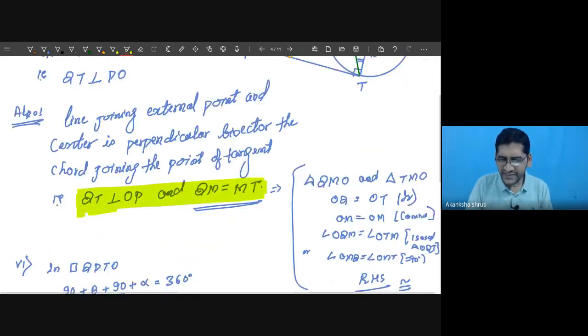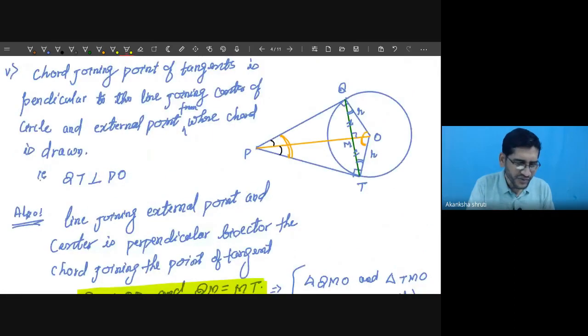The other one is: the angle between the tangent and the line joining the center to the external point is the same as the angle between the chord joining the tangential point and the radius. Okay, these two angle relations we have to keep in mind.